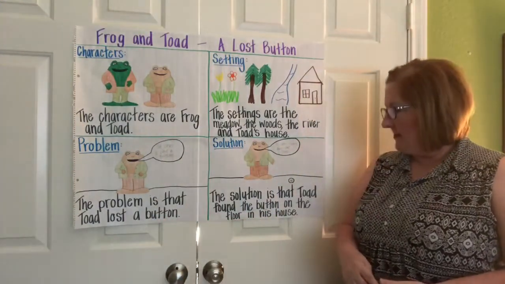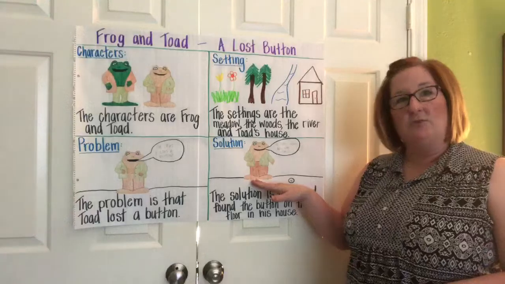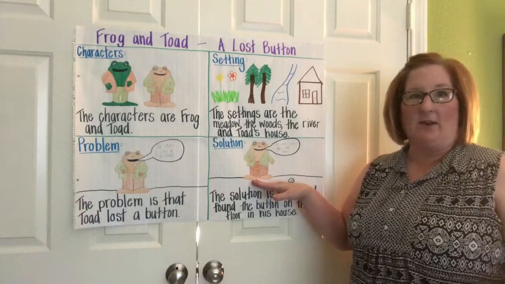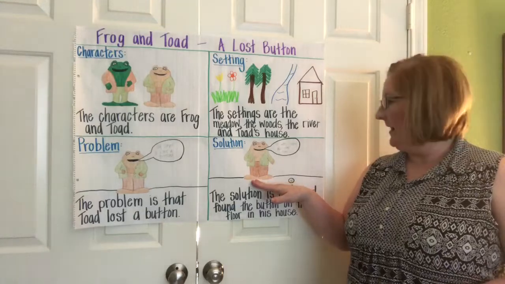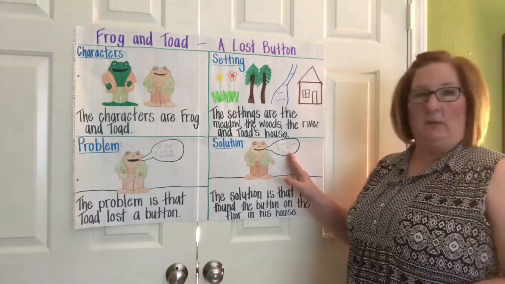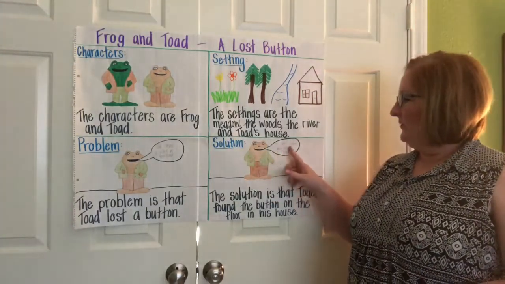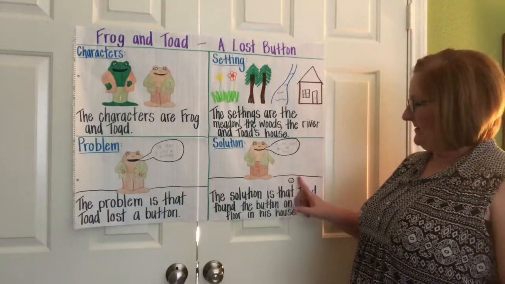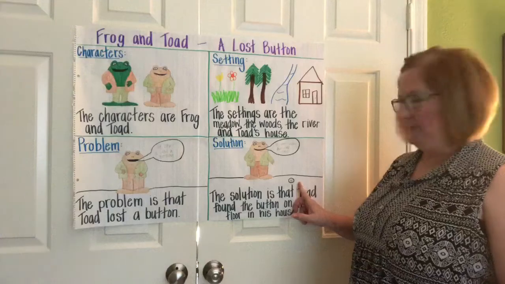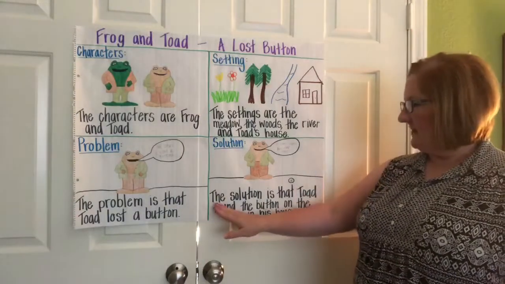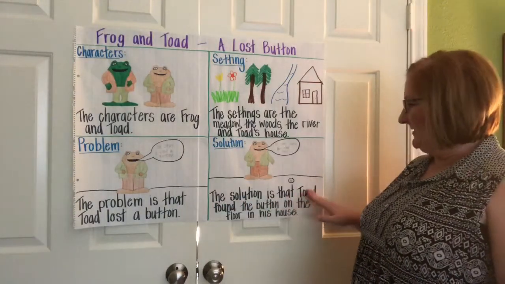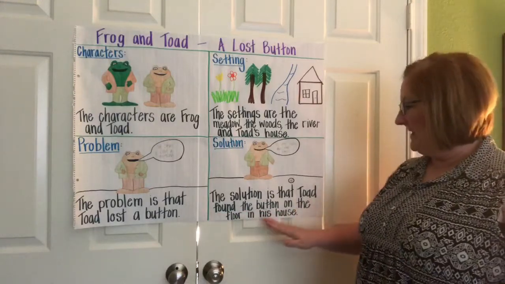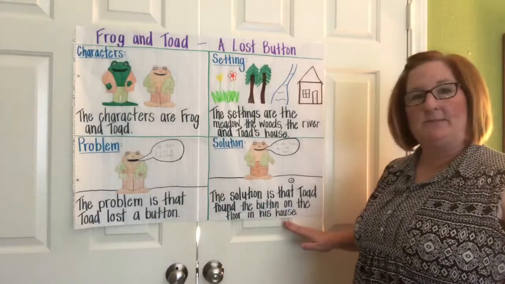For the solution, once again, I drew Toad. He finally gets back home and realizes that the button has been on the floor the entire time. So again, on my speech bubble, I wrote, it was here all the time. And you can see the button right down here on the floor. My sentence says, the solution is that Toad found the button on the floor in his house.